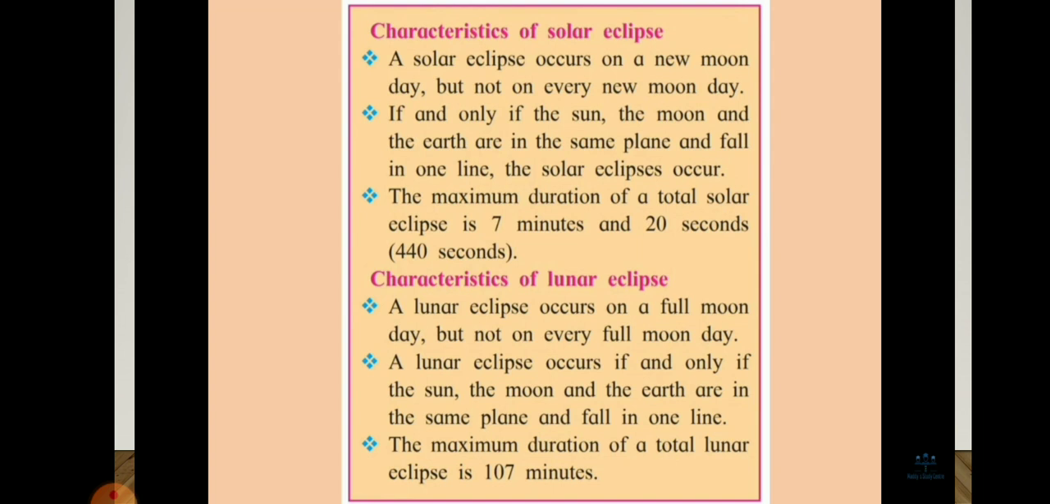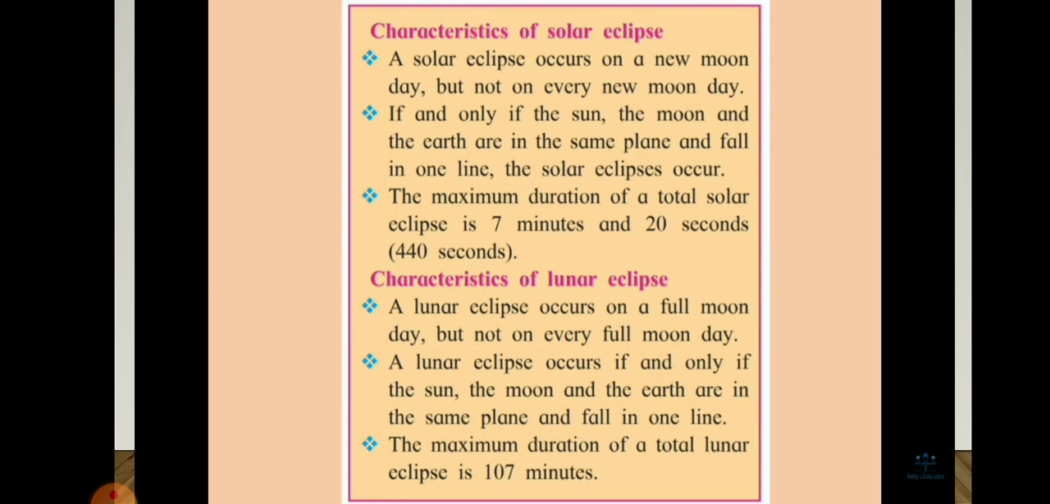Characteristics of solar eclipse. A solar eclipse occurs on a new moon day but not on every new moon day. If and only if the sun, the moon, and the earth are in the same plane and fall in one line, the solar eclipse occurs. The maximum duration of a total solar eclipse is 7 minutes and 20 seconds, 440 seconds.